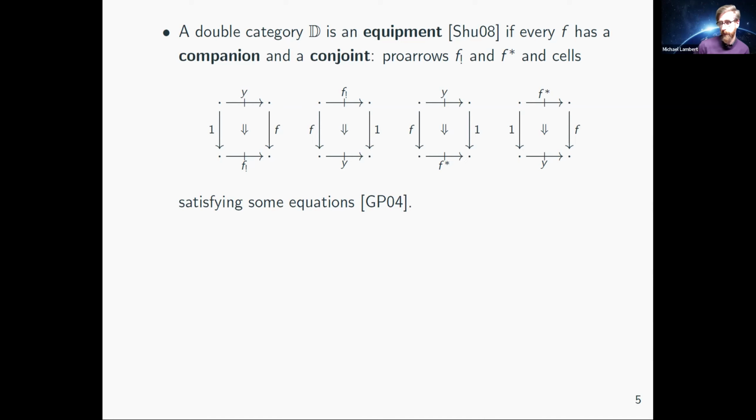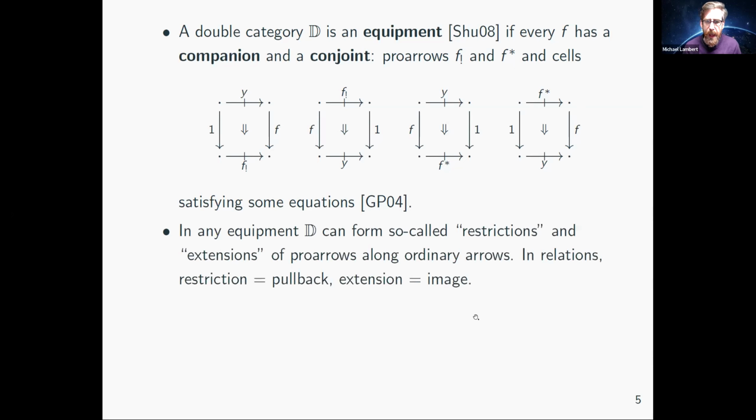This has been, I think, reviewed at least once, but essentially, an equipment is a double category where every ordinary arrow has both a companion and a conjoint. These are special pro arrows, which I denote by F bang and F upper star. These come with some special base change cells and satisfy some equations. And this is pretty powerful, right?